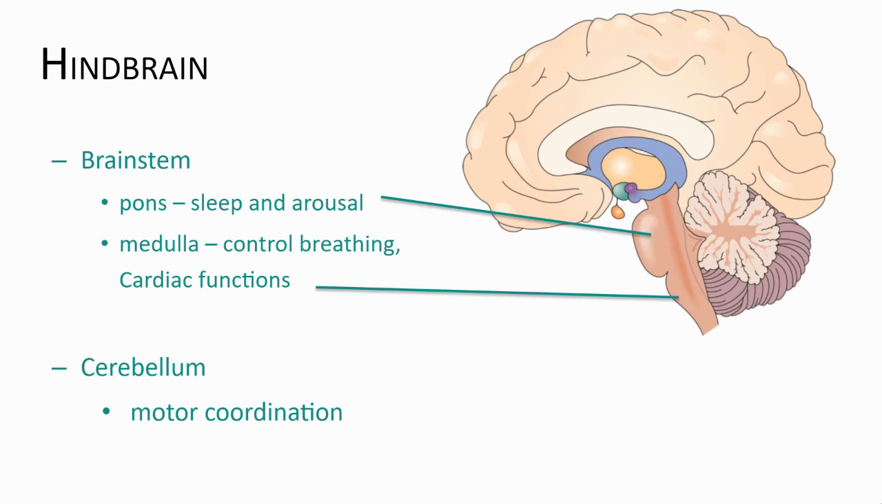There's also the cerebellum, which literally means little brain. It controls balance and coordination, but has also recently been implicated in more complex functions and may play a role in autism.